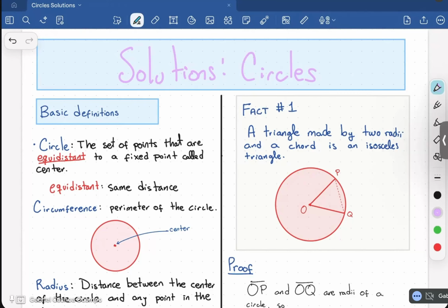Okay, so let us talk about the first thing about circles. We have already done this in class, but I just want everybody to have it very clear. We're gonna solve the problems that appear in the packet. We're gonna call this basic definitions.